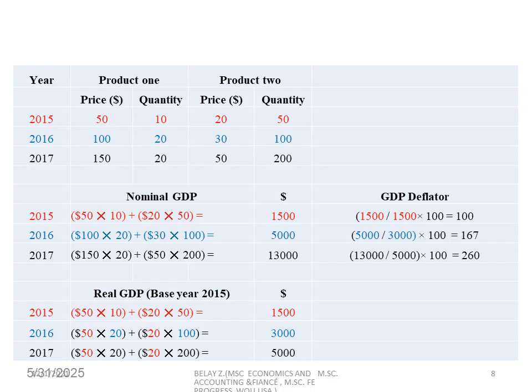For 2017 GDP deflator, that is nominal GDP of 2017 over real GDP for 2017, 5,000, times 100, equal to 216. Have you seen how we can calculate GDP deflator? First of all, we have to calculate our nominal GDP and the real GDP to calculate GDP deflator. That's why we go through this step. What is the next? There we go.